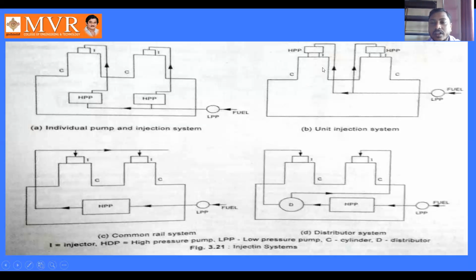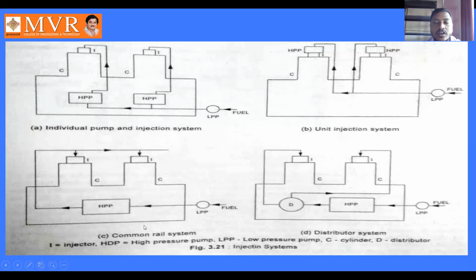Here we can observe the process: fuel is entering into the low pressure pump. From the low pressure pump, it is sent into the first high pressure pump, then to the second high pressure pump. That means two injection systems. This is what the unit injection system is about.